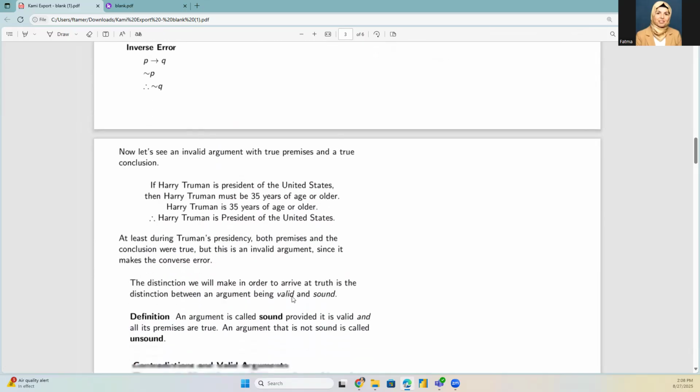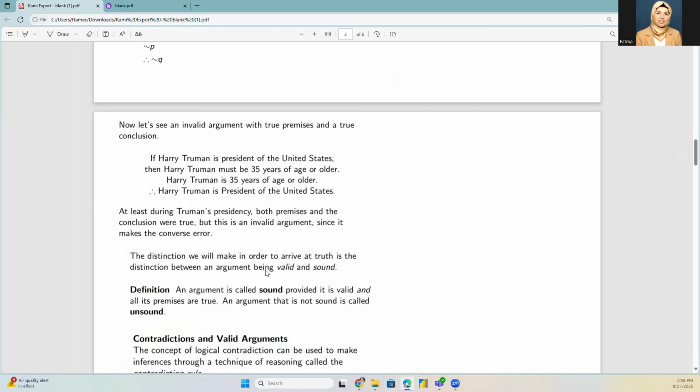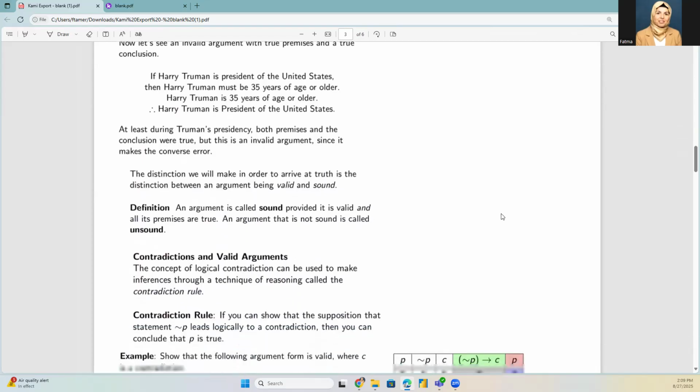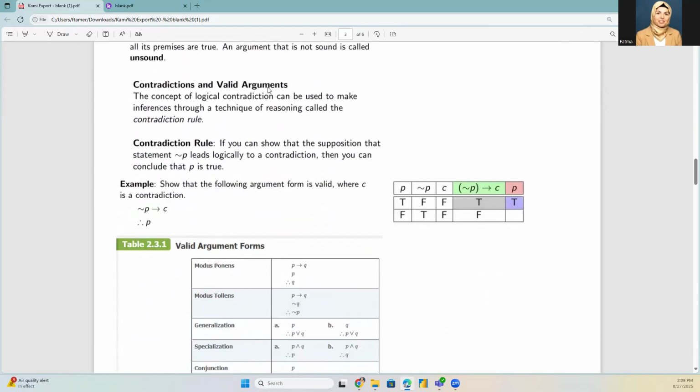The distinction we will make in order to arrive at truth is the distinction between an argument being valid and sound. An argument is called sound if it is valid and all its premises are true. An argument that is not sound is called unsound. We're going to look at contradictions in valid arguments. The concept of logical contradiction can be used to make inferences through a technique of reasoning called the contradiction rule. Contradiction rule: if you can show that the supposition that statement not P leads logically to a contradiction, then you can conclude that P is true.